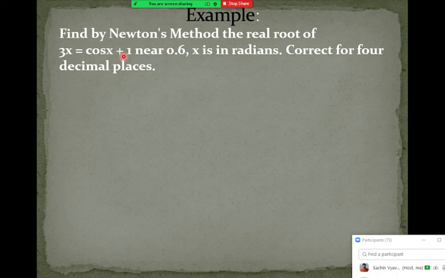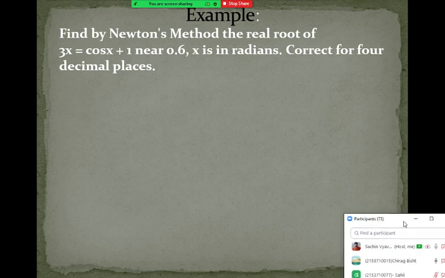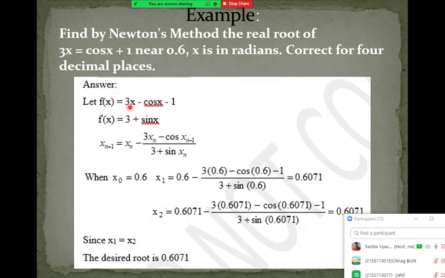Sir, x should be in radian, cos x. Yes, Chirag, correct. We should use the radian mode of the calculator as a trigonometric term appeared there. Okay, this trigonometric term appeared in f x, so we should use radian mode. So calculation will go like this. The first f x is given: 3x minus cos x minus 1. F dash x is calculated.